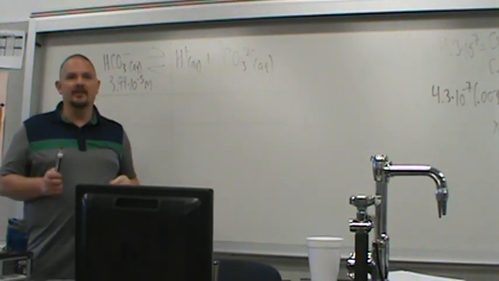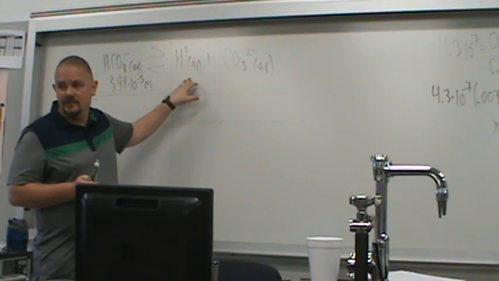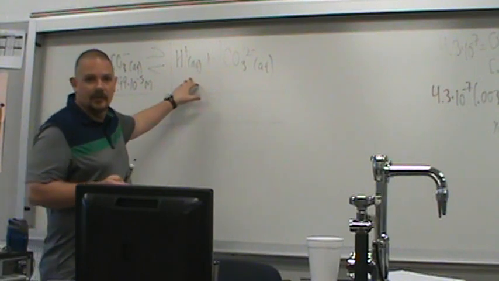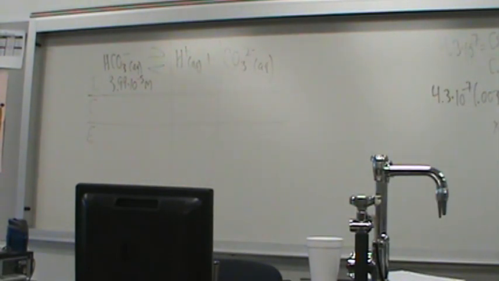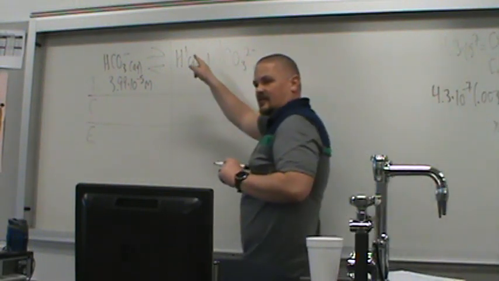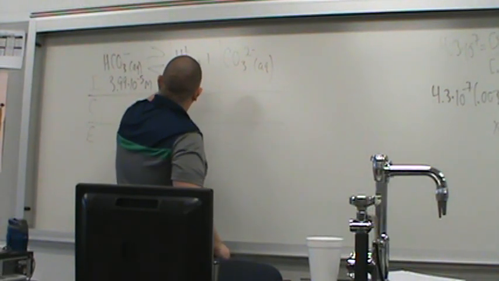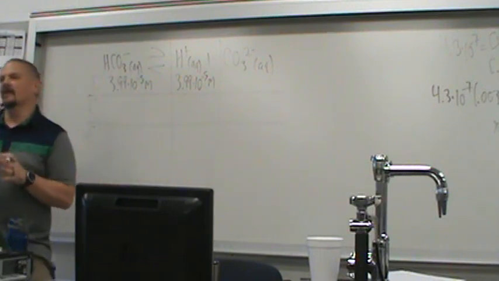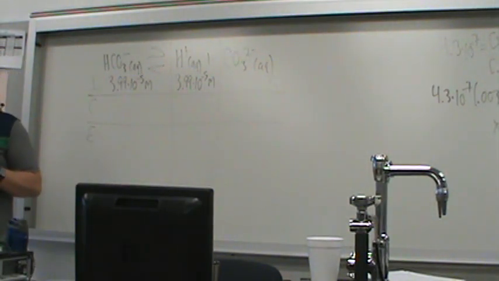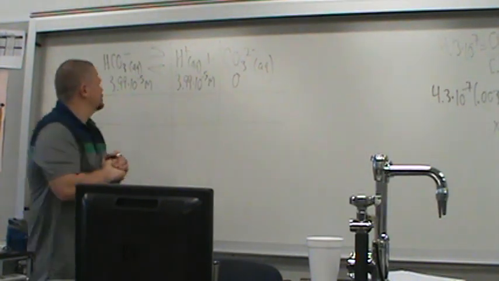Now, here we have initial concentration for one of our products. Okay, because we also had hydrogen ions from the first reaction, correct? So its initial concentration is also going to be 3.99 times 10 to the negative fifth molar. Carbonate, what are we going to put down there? 0, because we don't have anything at the beginning for carbonate.